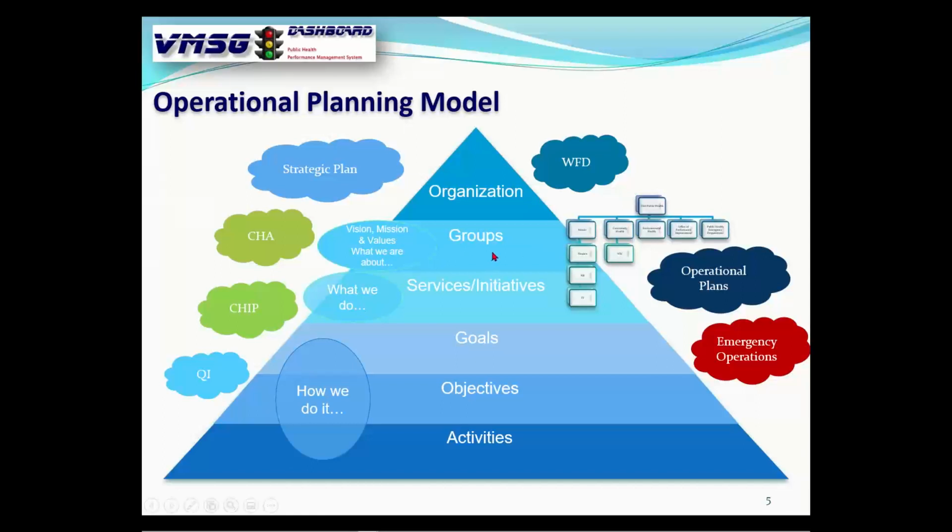So many groups. Underneath each of those groups, they'll have their own set of services, initiatives, what you're planning on doing in the future. And underneath those services and initiatives, they'll have their own individual goals, those objectives that go with those goals, and the activities that go with the objectives. So the bottom half is kind of like how we do it. We can put a great plan in there, but all right, how are we planning to do it? And this breaks it down.